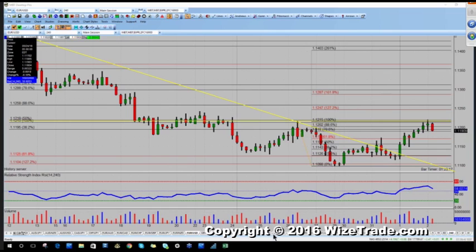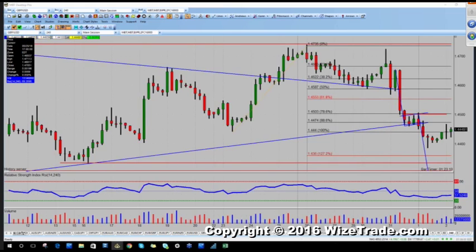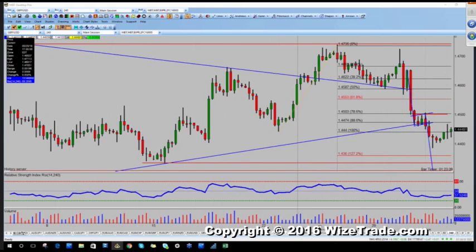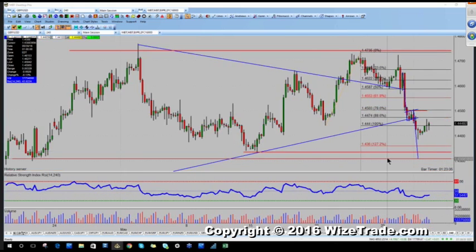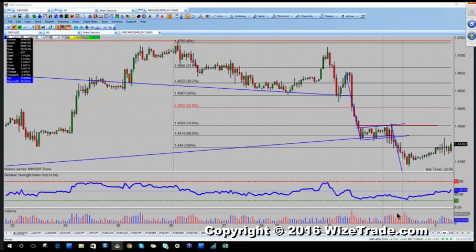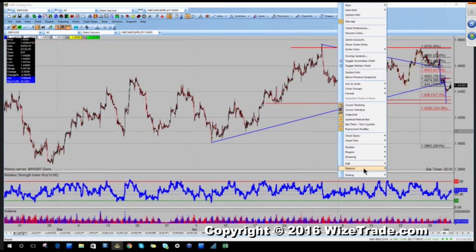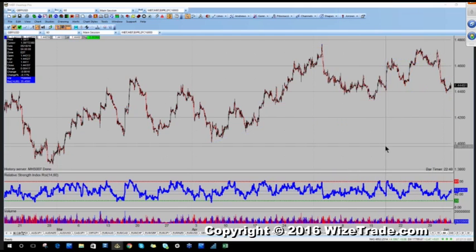All right, let's go over the cable. Here's the pound, and I'm not sure what to do with it. We talked about the possible flag pattern. The cable's all over the map, and I think the pound is very emotional. Let me just delete everything here to get a cleaner look at the cable. The pound is a very emotional currency right now.